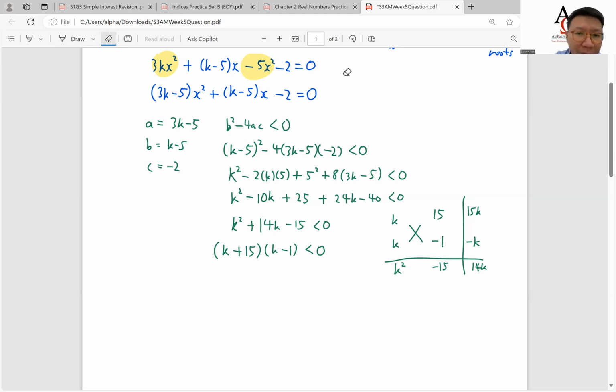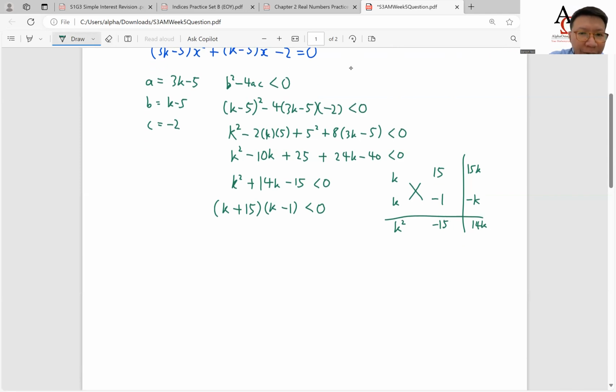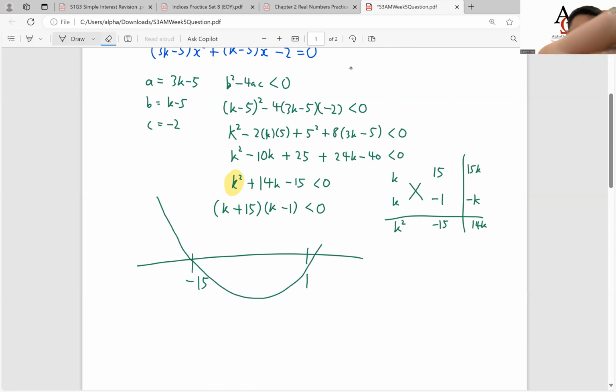What we're going to do here is draw something called the number line, and we will include the roots of these two equations in it. So we have negative 15 here and 1 here. These are the roots of our equation. Checking the coefficient of k squared, a is more than 0, so it's going to be a U-shaped graph if we were to sketch it out.